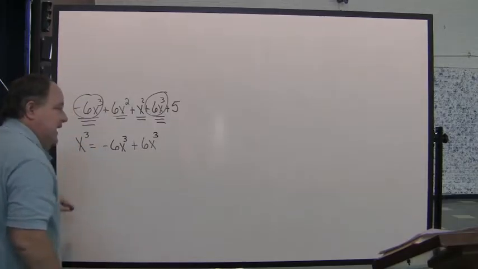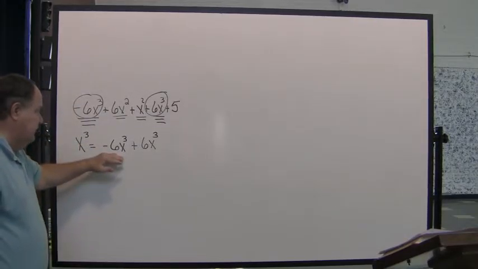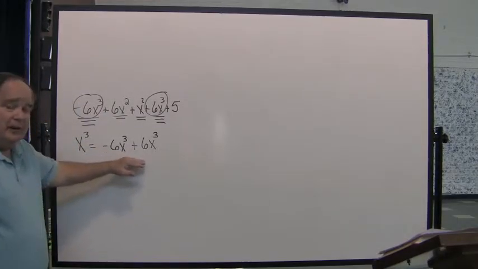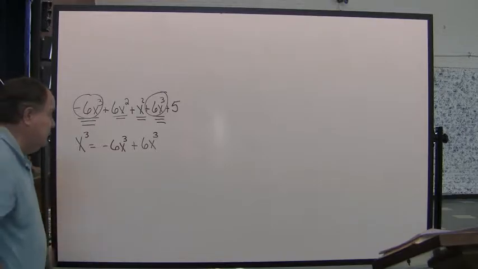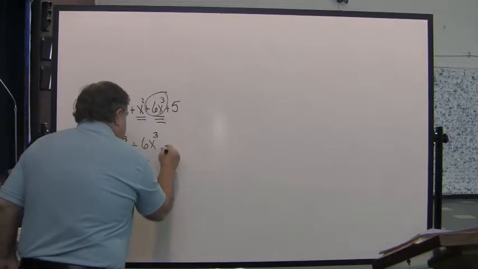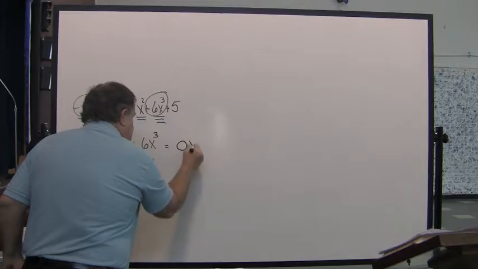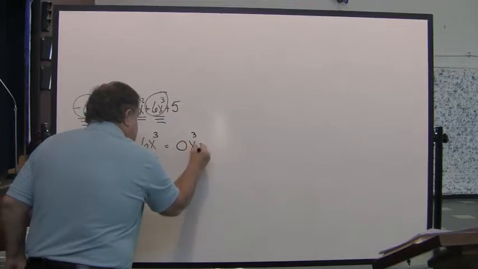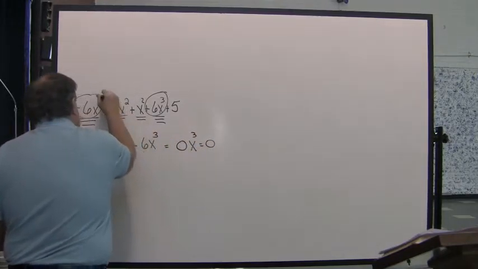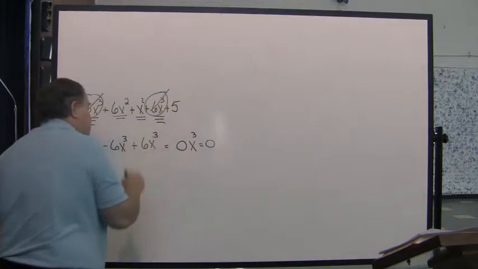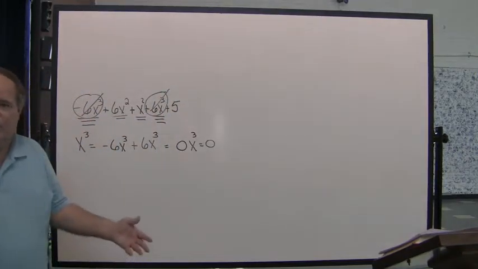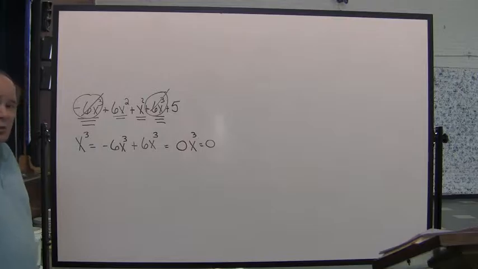Now what we do is we add the coefficients here. Negative 6 plus a positive 6 is a 0. So I'm going to end up with 0 times x cubed, which is a 0. So basically, this term and this term are going to cancel each other out. Boom.